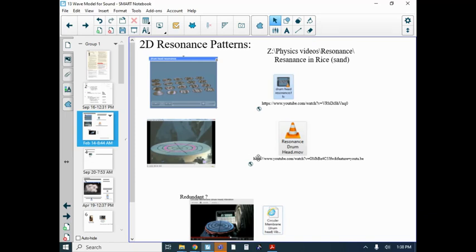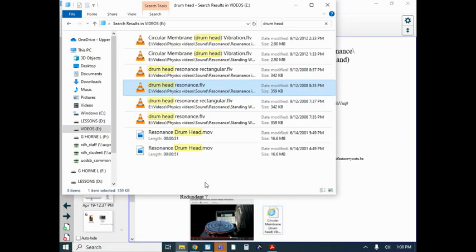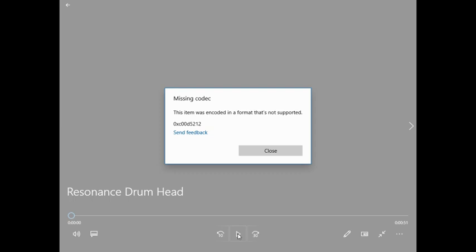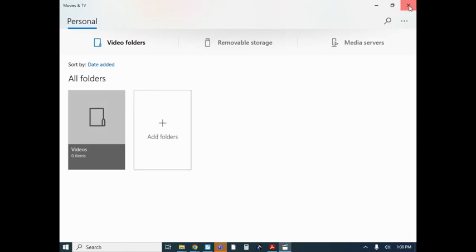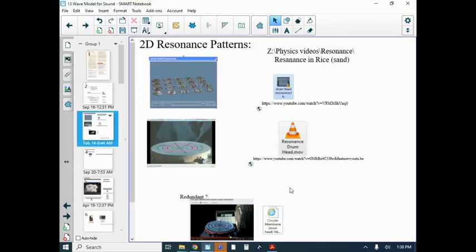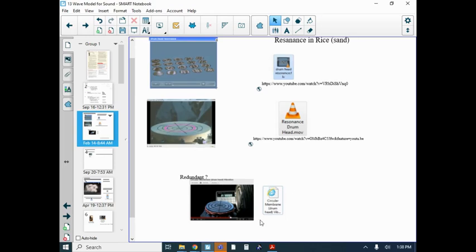What else we have? This old school video here, drum head resonance. Let's see if this one loads. Yeah, missing a codec, whatever that means. It shows a box, but it doesn't show the picture. So that one's dead to me, I guess. This one that I said is redundant might be the one we get to see.